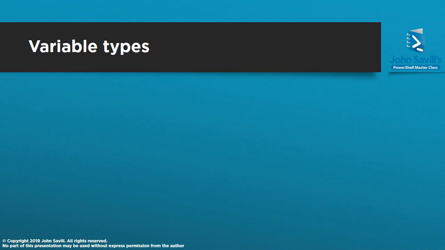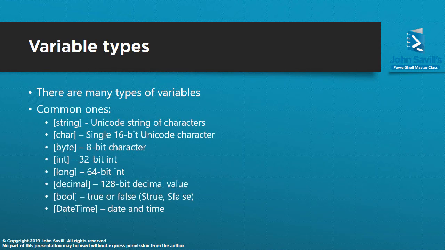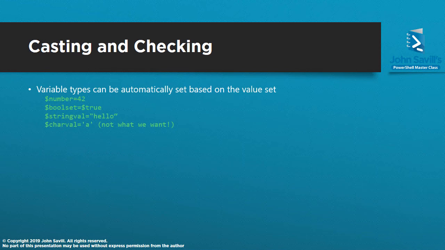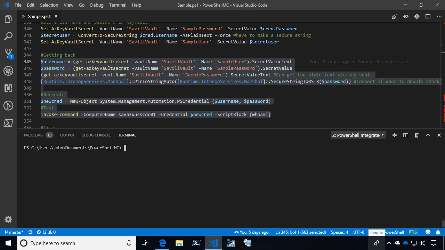So there are different types of variables. I can think about strings, a single character, a byte, an integer, a long, a decimal, a boolean, true or false, a date, time. We always start our variables with $. This tells PowerShell, hey, look, this is a variable. If it's $something, that means I am a variable. Now, often PowerShell is smart enough to just work out what something is.